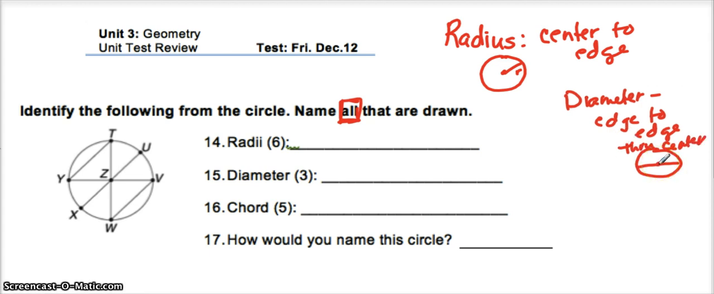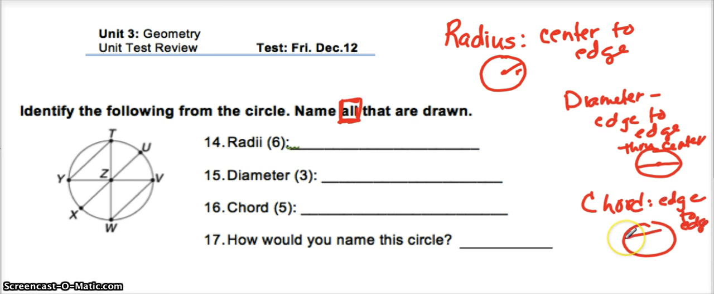Okay? A chord goes from edge to edge. Very much like a diameter, but it doesn't have to go through the center. That would be an example of a chord. And again, we have to pick all of them.